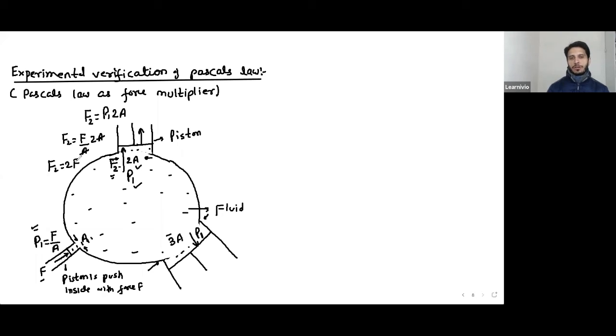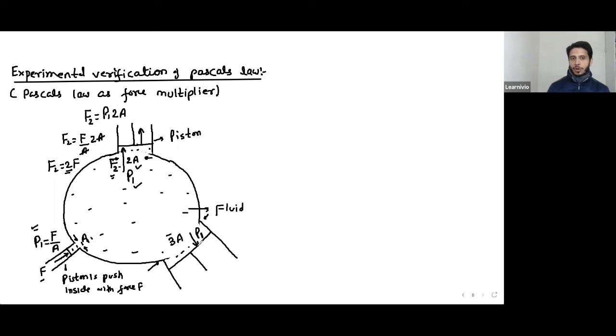This is the magic of Pascal's law. You're applying a force F here, and you're doing nothing else. When this force reaches this end, it becomes 2F. So the force gets multiplied. What you did is take a narrow piston and a wider piston. You apply some force on the narrow piston, and when this force reaches the wider piston, the force gets multiplied. Pressure remains the same, but force gets multiplied.